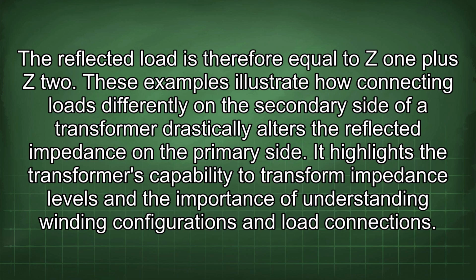These examples illustrate how connecting loads differently on the secondary side of a transformer drastically alters the reflected impedance on the primary side. It highlights the transformer's capability to transform impedance levels and the importance of understanding winding configurations and load connections.